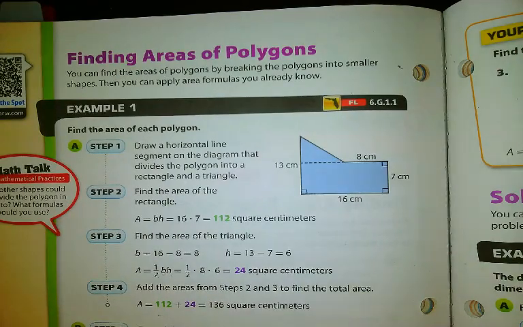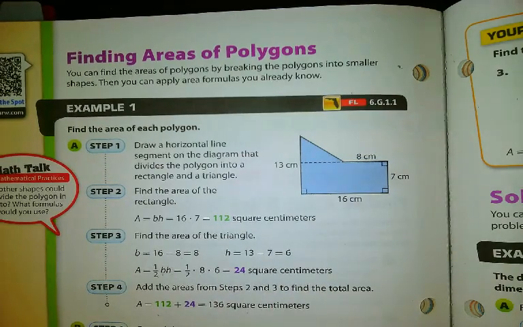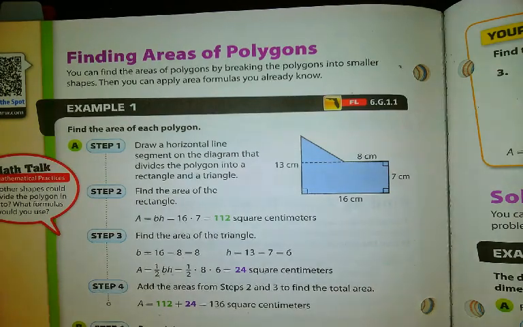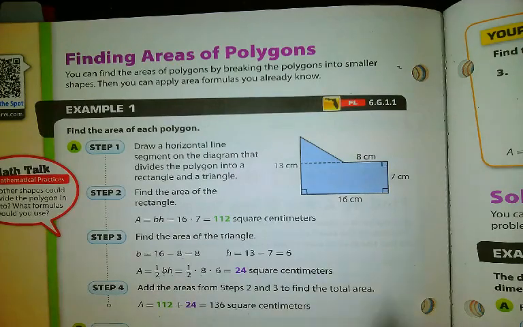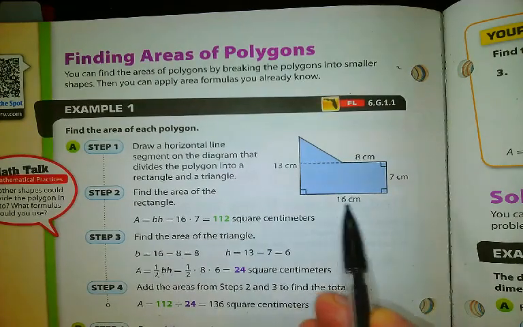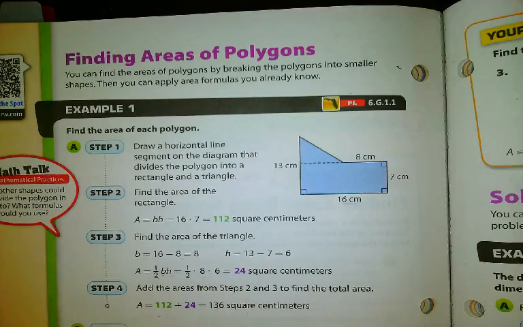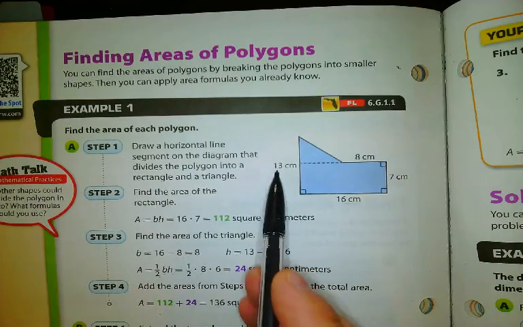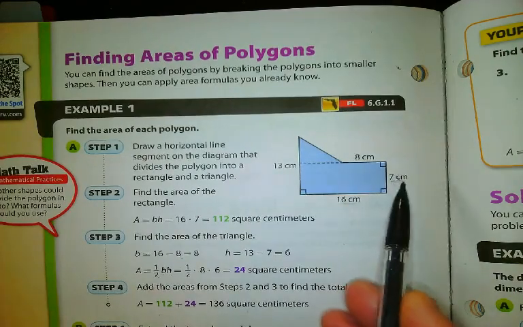It says separate it out into shapes that you can find. So we see a rectangle and we see a triangle. Okay, so we did that. Alright, next, find the area of the rectangle. Area of a rectangle is base times height, or sometimes you'll see length times width, but your length would be your base. So this is either your length or your base of 16 centimeters. And then your height is going to be 7 centimeters here.